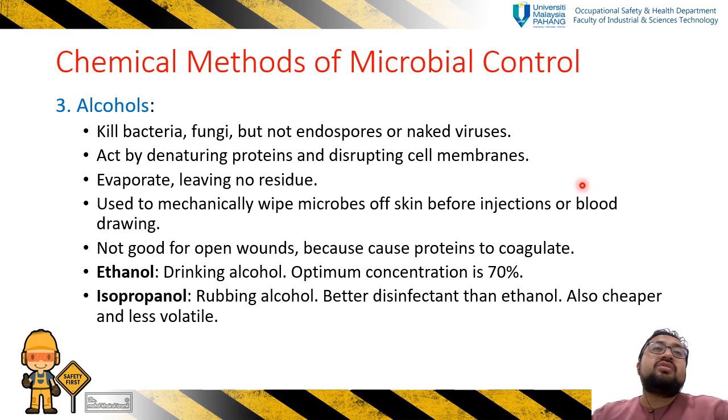Alcohol, okay, so we usually hear about the use of alcohol to kill bacteria, fungi but not endospores or naked viruses. Acts by denaturing proteins and disrupting cell membranes. As we have learned in prokaryotes, they have proteins that form the cell membrane or its structure. So alcohol acts to denature, meaning it breaks down the proteins and also disrupts the cell membrane. So this kind of organism cannot survive, right? Alcohol evaporates leaving no residue. Used to mechanically wipe microbes off skin before injections or blood drawing. Usually before we inject or draw blood, we swab with what we call an alcohol swab. So it is a kind of alcohol.